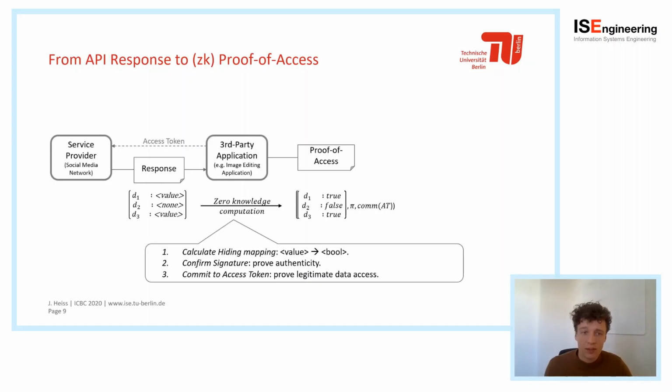Second, we confirm the signature of the service provider to prove authenticity. And third, we commit to the access token to prove legitimate data access. And then we can later, as we'll see in a minute, compare these commitments to the access token of the consent policy and the violation proof and the proof of access.